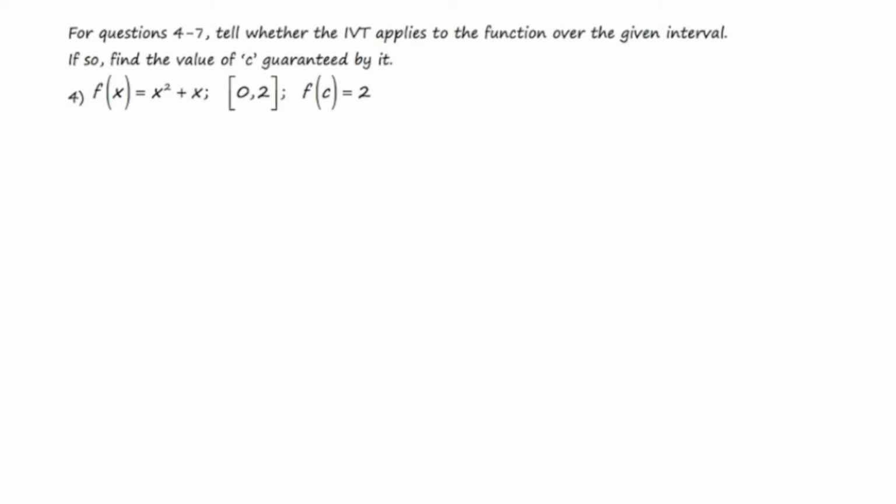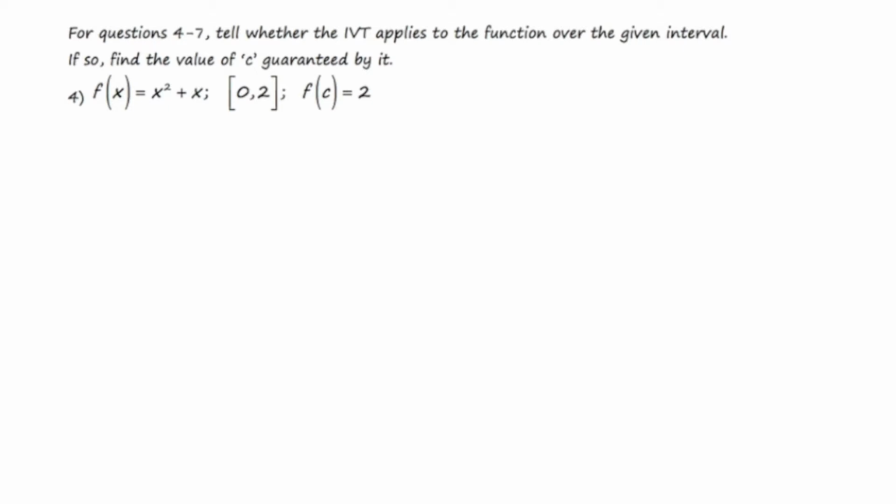In questions 4 through 7, we're asked to tell whether the IVT applies to the function over the given interval. And if it does, we're supposed to find the values of c guaranteed by it. So our first function is f of x equals x squared plus x, and the interval that we're looking at is 0 to 2.